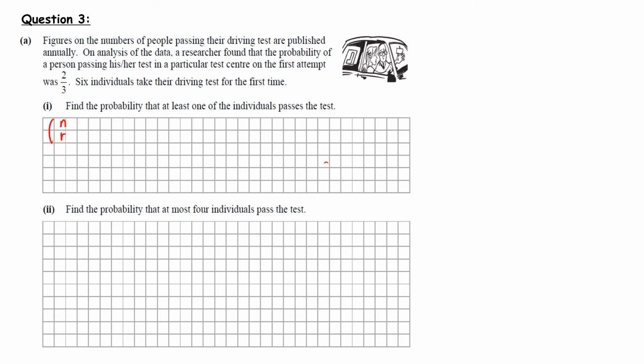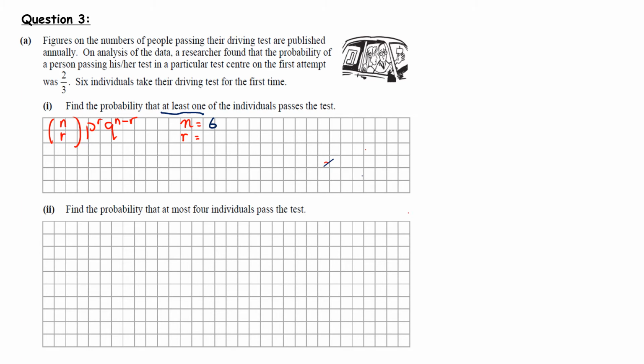So we have n choose r, p to the power of r, q to the power of n minus r. And what do all those letters mean? Well, n is the number of experiments or the number of iterations that this is going to happen. So we have 6 individuals, so n is equal to 6. r is the number of times that we want success. Success for us here is that at least one of the individuals passes the test.